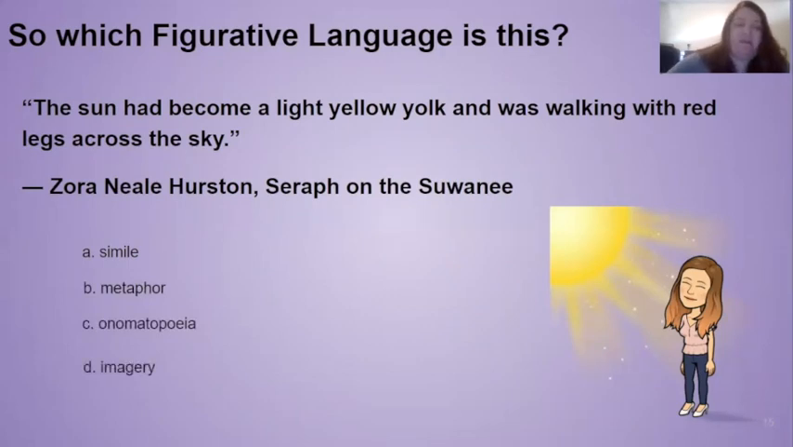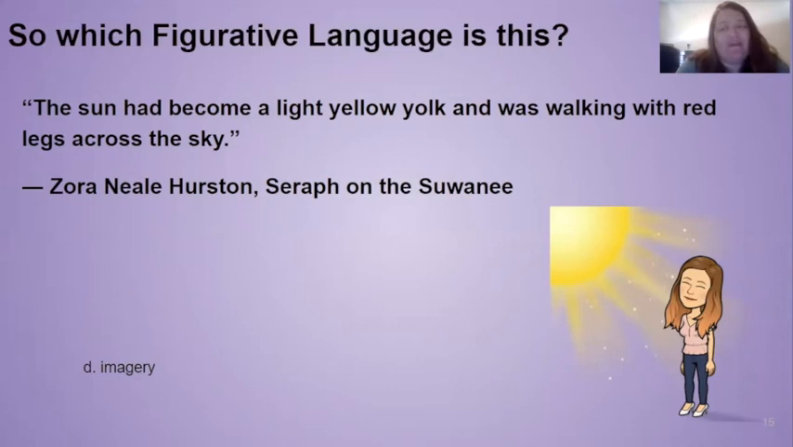All right, well, I don't see like or as, so let's get rid of simile. I don't see any words that pop, so I'm going to get rid of onomatopoeia. I'm looking at it, there's really no comparison, so metaphor is gone. It must be imagery. We have that light yellow yolk. It's something a little different, but it had become this light yellow yolk. So we're going to say that reminds me of breakfast and when you crack that egg. So we're going to go with imagery on this.